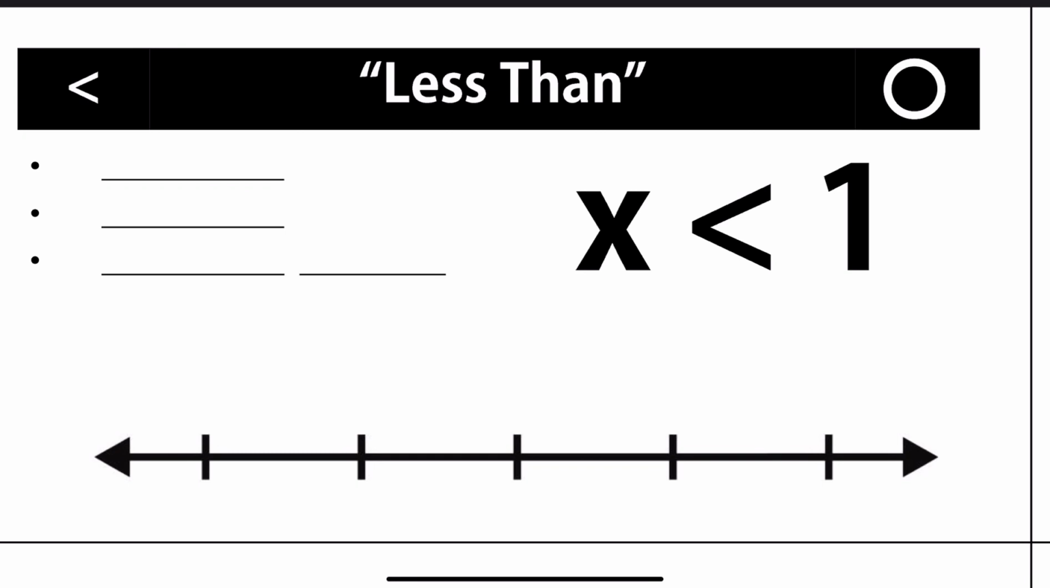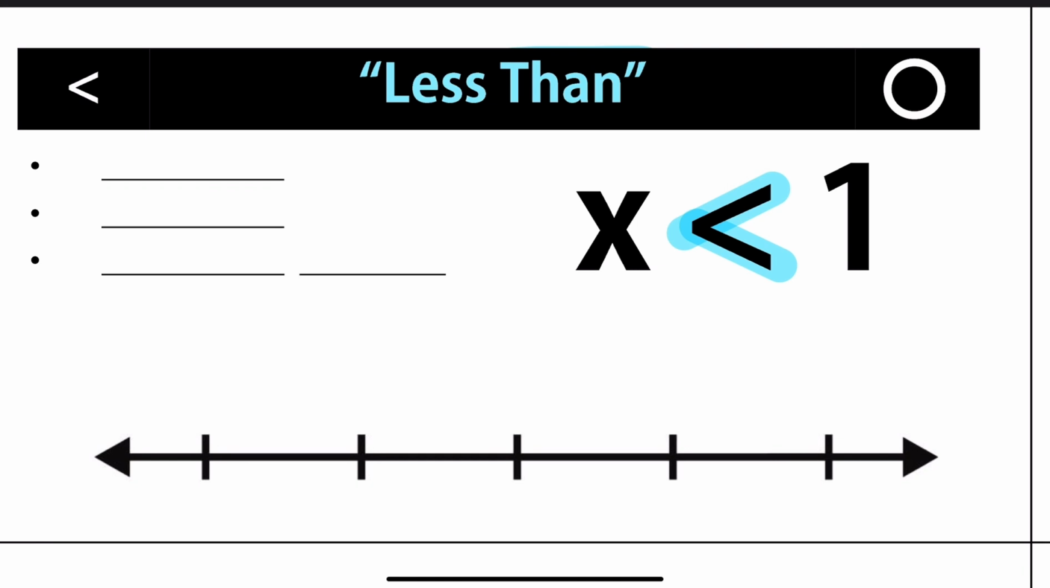So let's talk about the first one we have here. We have less than. So that's going to be this sign here. Usually with these, you would go from left to right, like reading a book. So it's less than because it starts with the smaller side first. So this is going to say x is less than 1. That means that any number that's less than 1 can work as a solution for us.